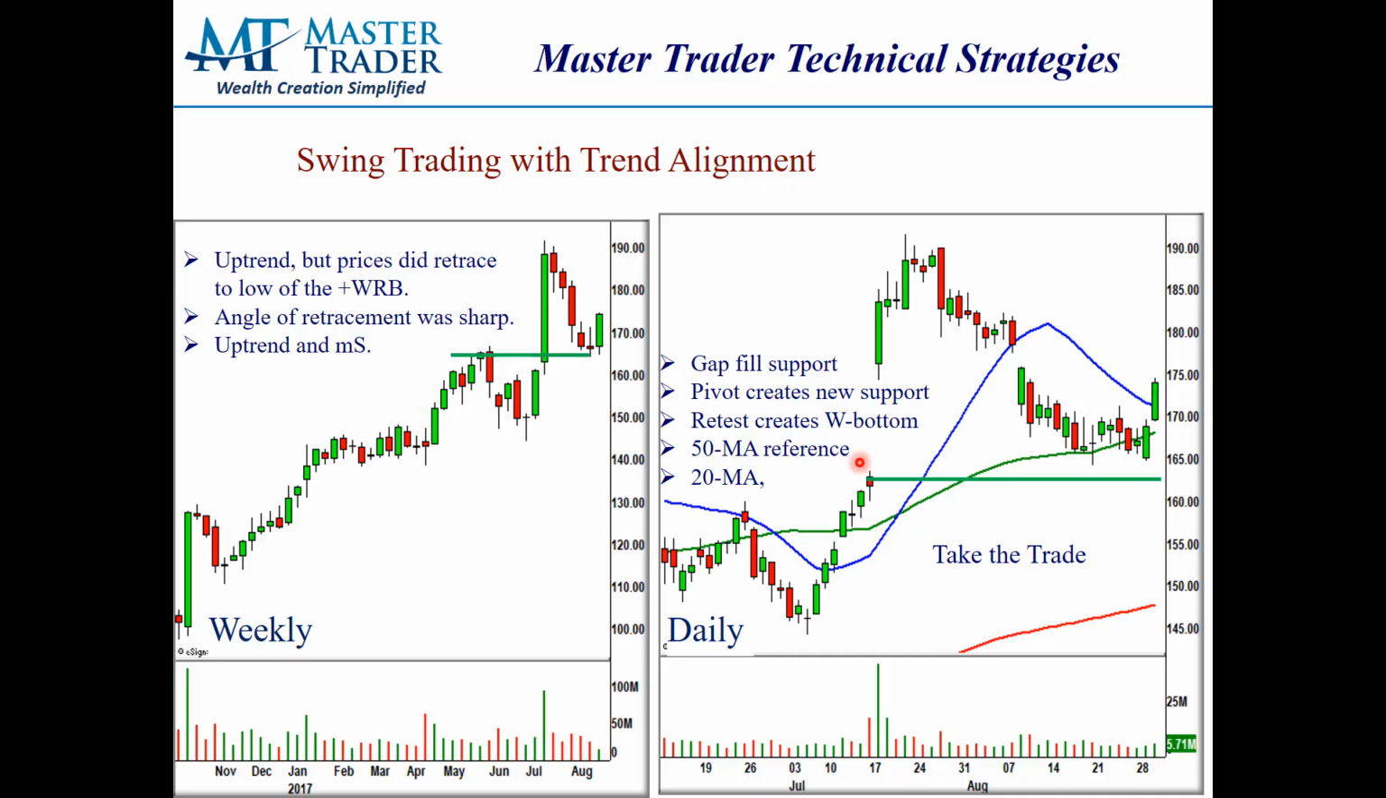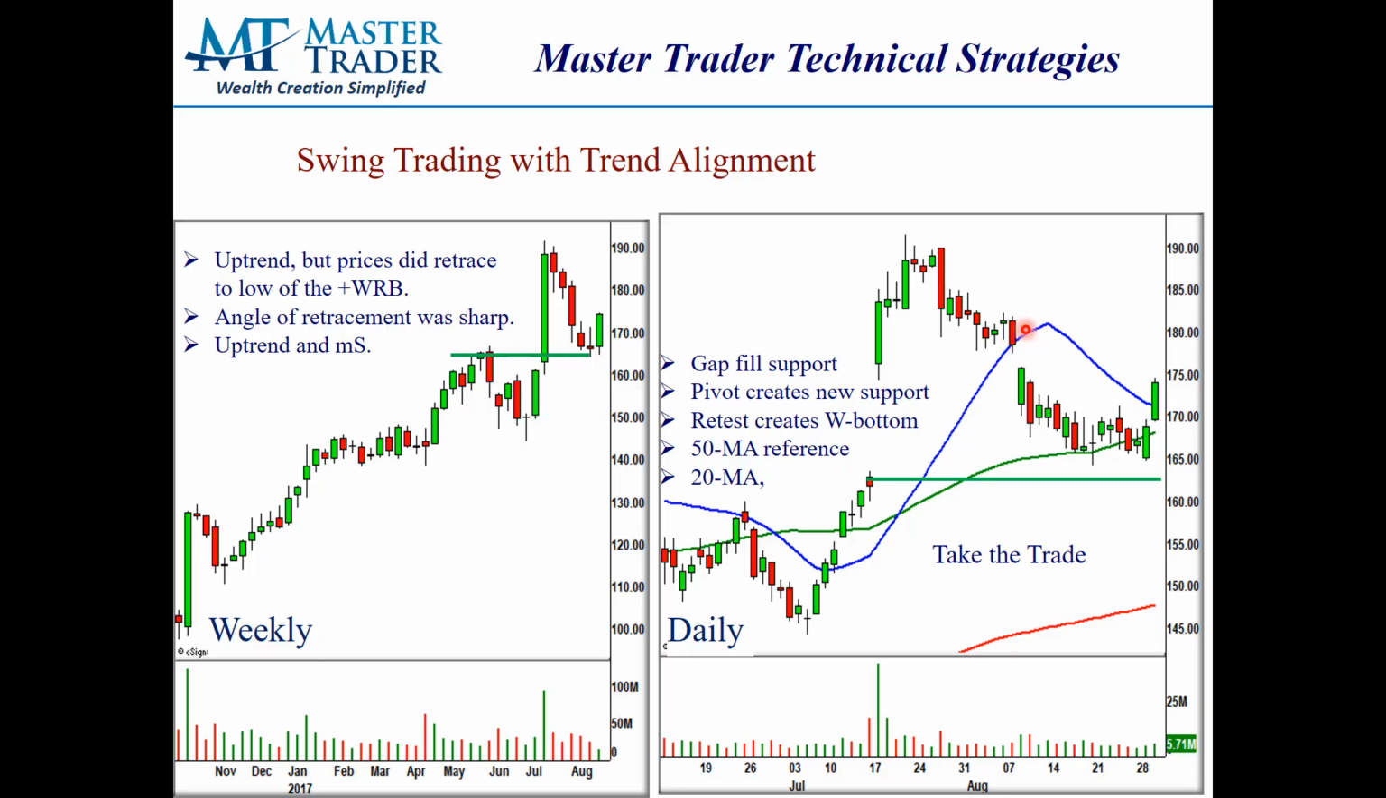Now, going down to the daily, it's into a gap fill. We have a pivot right here where it pivots and creates some support. Then we get a retest, making a W type of a bottom. 50 MA is also in this area. The 20 MA, while declining, is just a line that we put here. And overall, this pattern is one telling us that buyers are stepping up and it should be able to move higher. So we would be a buyer of this, knowing that it can move up substantially.